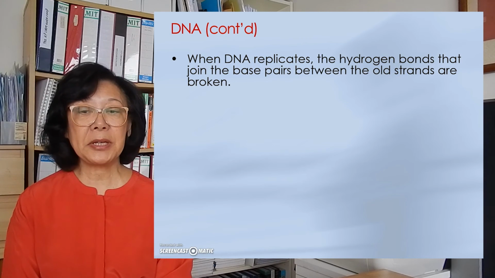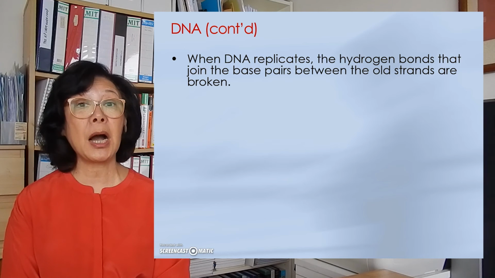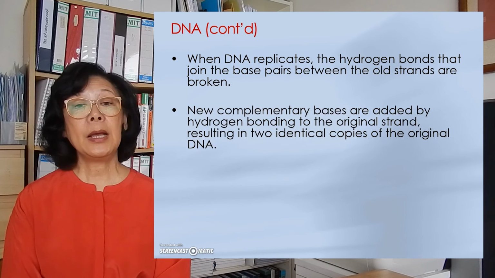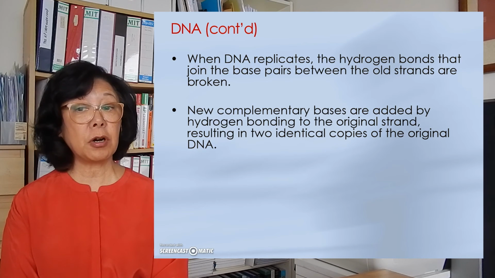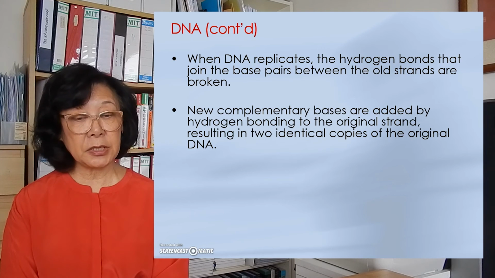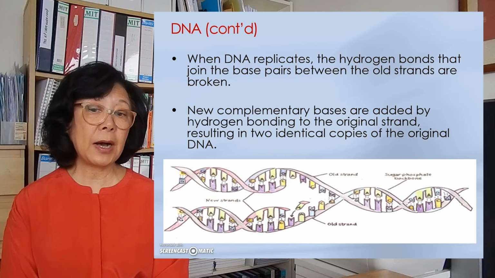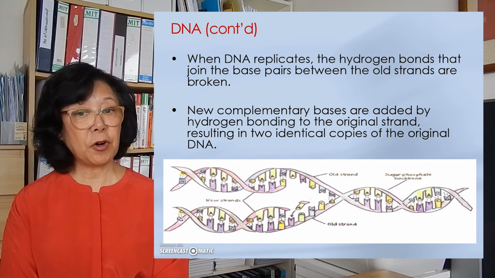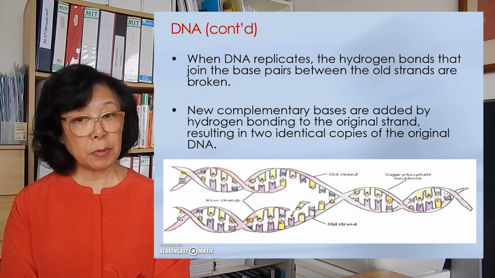When DNA replicates, the hydrogen bonds that join the base pairs between the two strands are broken, and new complementary bases are added by hydrogen bonding to the original strand, resulting in two identical copies of the original DNA. Here's a diagram of how new strands are formed, passing the hereditary material from the parent to the offspring.